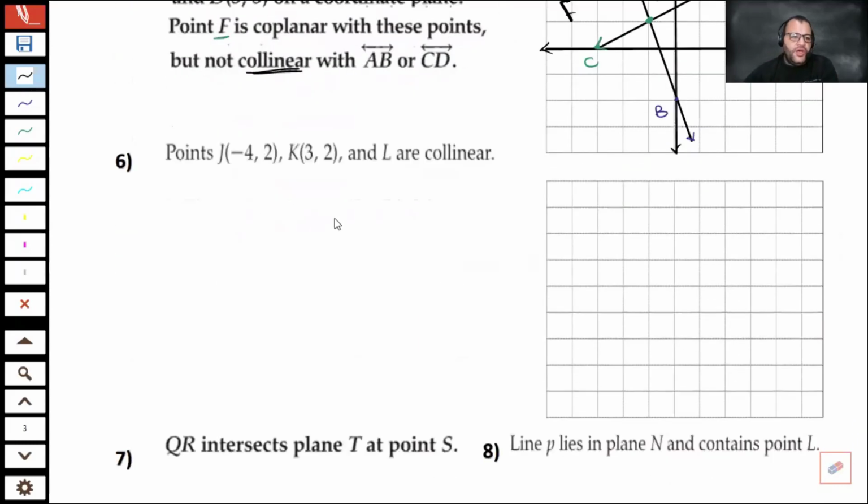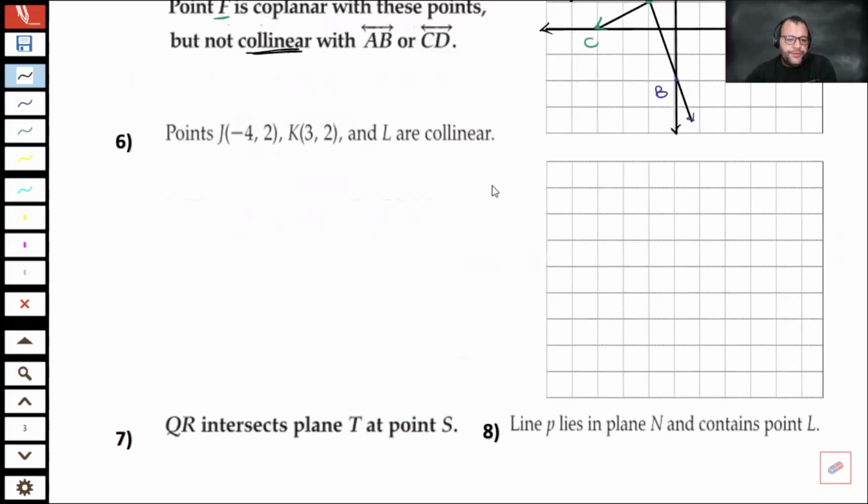Now we need to draw the point J (-4, 2) and K (3, 2), and the point L, which are collinear. So how can we draw it? At first I'll draw the coordinates. So that's the coordinates that we have. We need to draw the point J, -4 and 2. That's the point J. A point K, 3 and 2. That's the point K. So we can draw the line.